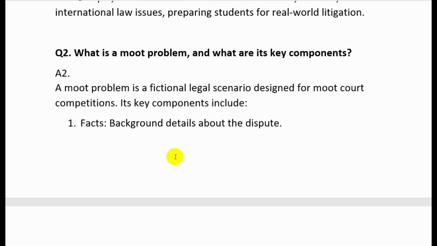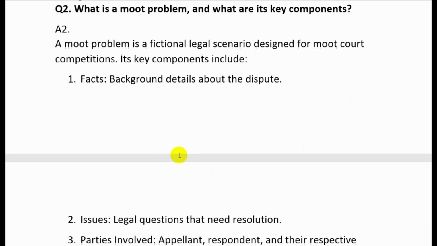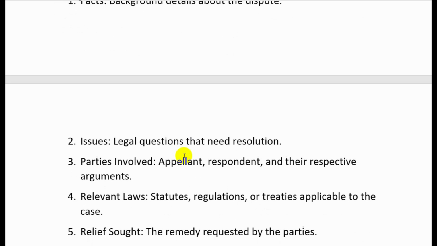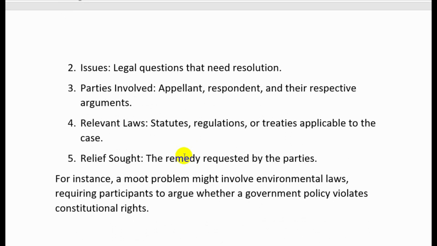What is a moot problem and what are its key components? A moot problem is a fictional legal scenario designed for moot court competitions. Its key components include facts, issues, parties involved, relevant laws, and relief sought.